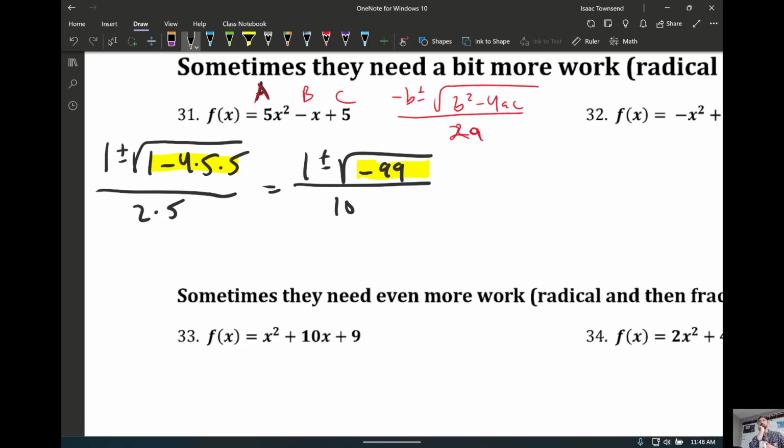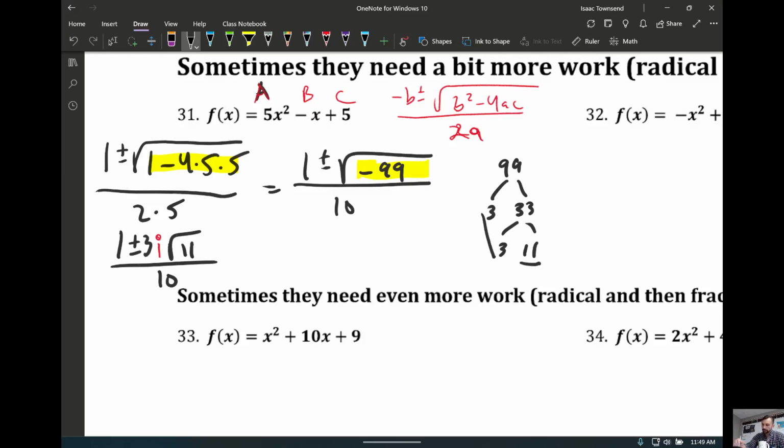So why I'm saying this one is harder than question 29 that I just did for you is negative 99 is not a perfect square. So you need to know to bring out the negative as an i, simplify the square root of 99 in whatever way works for you. I'm going to do factor tree. Square root of 99 ends up being 3 square roots of 11. And that's as far as we can go on that question.